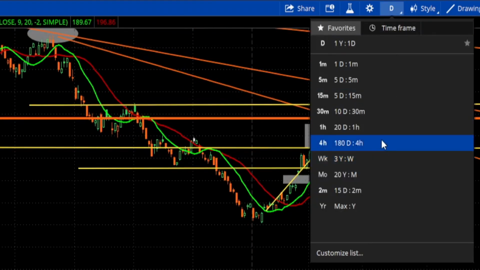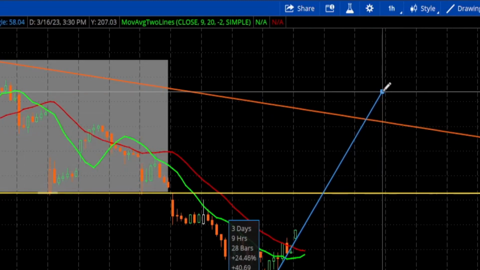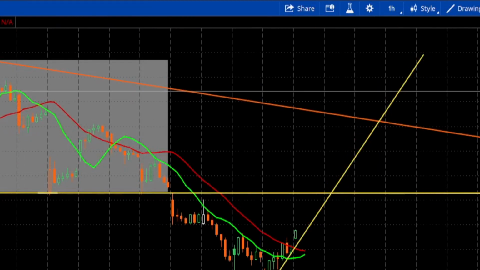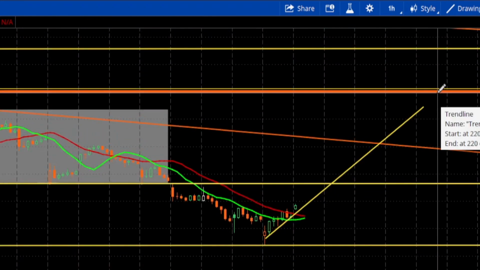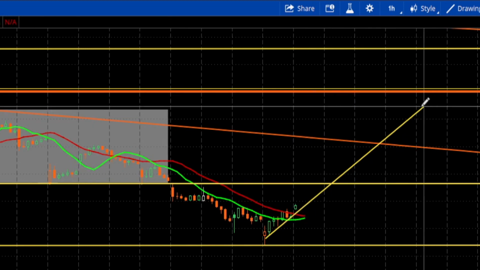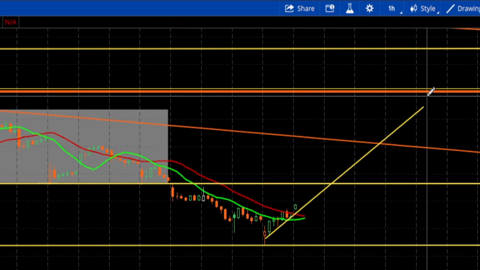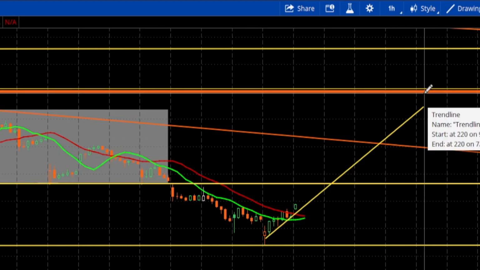Go to the hourly. Maybe I can draw it. We want to see this. Right? We want to see it hold that trend line all the way out to here. And if it does, without going a straight up parabolic move, we'll be hitting that area right around March 20th. March 20th or so.